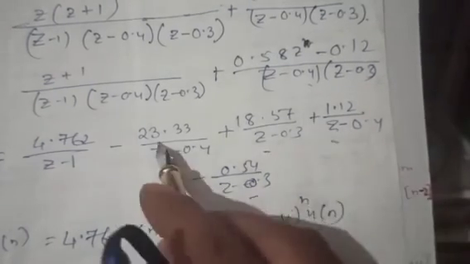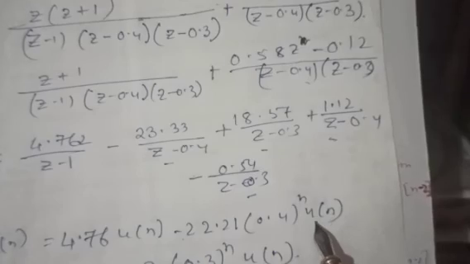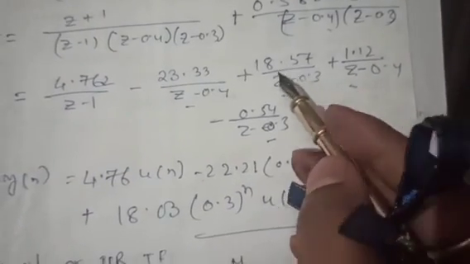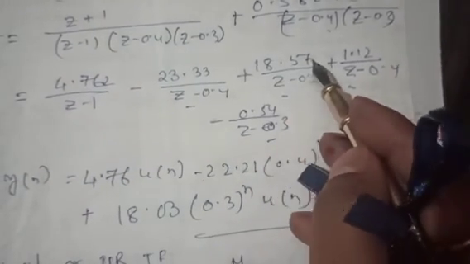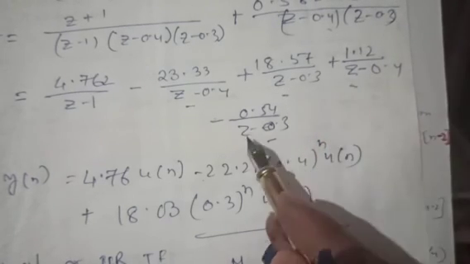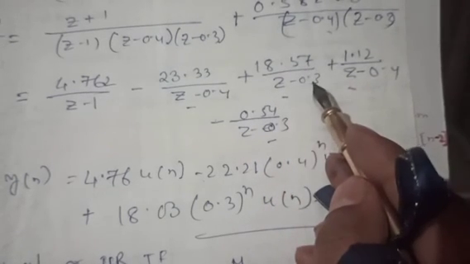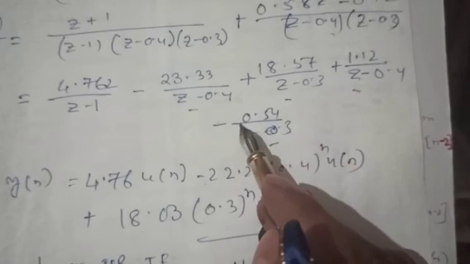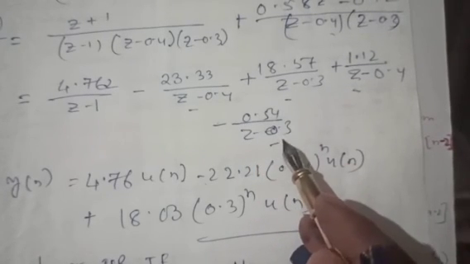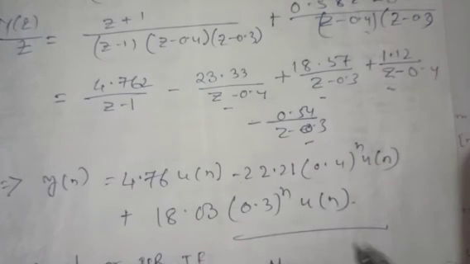So combining both these two, it will be 22.21 into 0.4 to the power n, and this your 18.57 into 0.3 to the power n u of n, and here it is minus 0.54 into 0.3 to the power n u of n. Together will be 18.03 into 0.3 to the power n u of n. Okay, so this is your final solution.